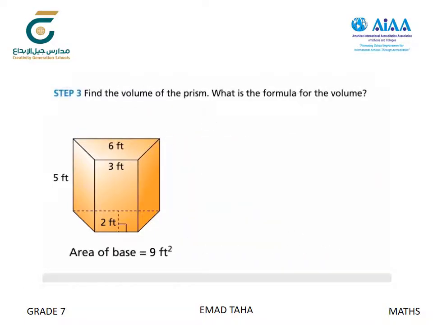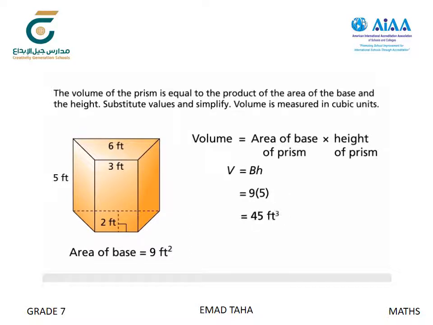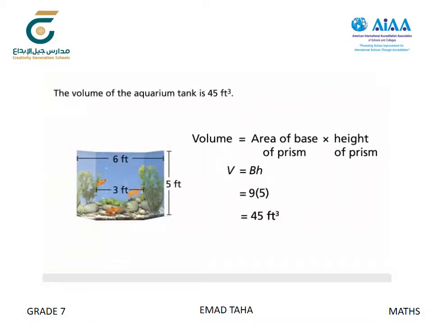Now we're ready to find the volume of the prism. What is the formula for the volume? The volume of the prism, V, is equal to the product of the area of the base, capital B, and the height, H. Substitute values into the formula and simplify. The volume is 45 cubic feet. Note that volume is measured in cubic units. The volume of the aquarium tank is 45 cubic feet.